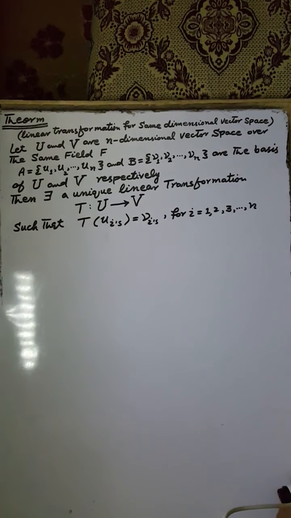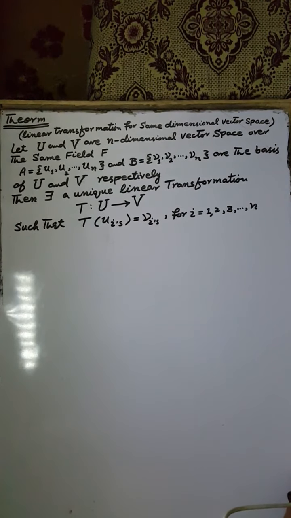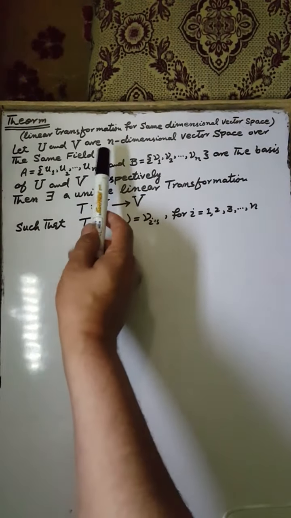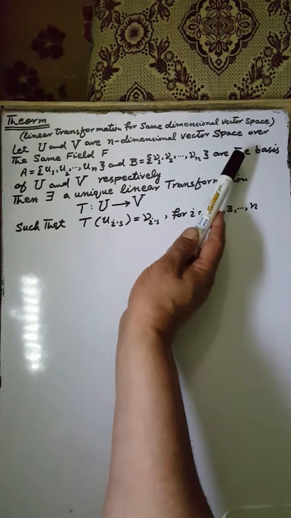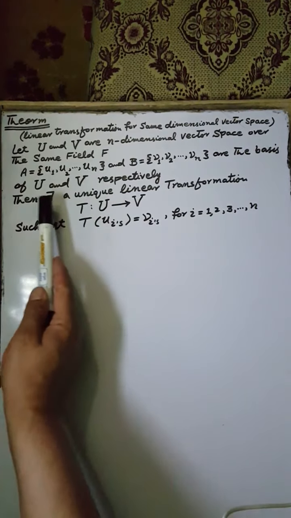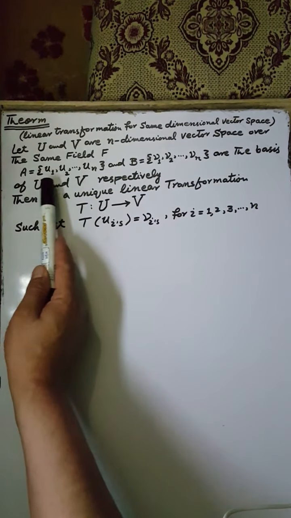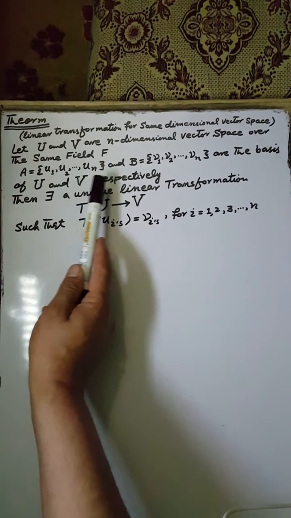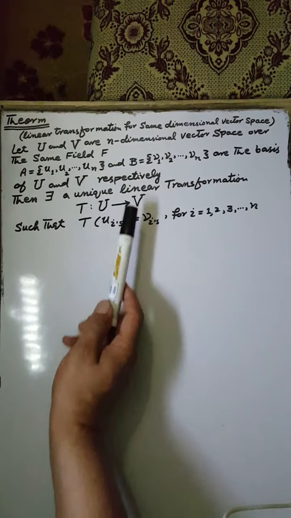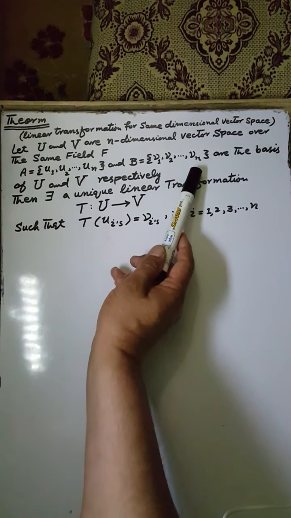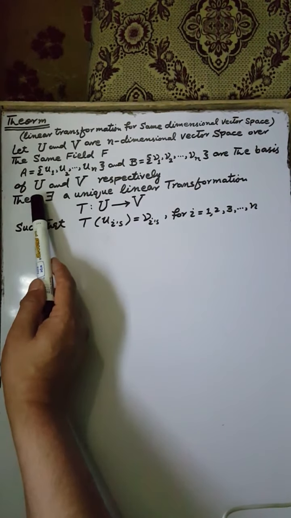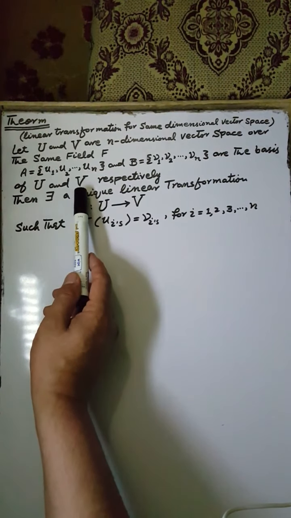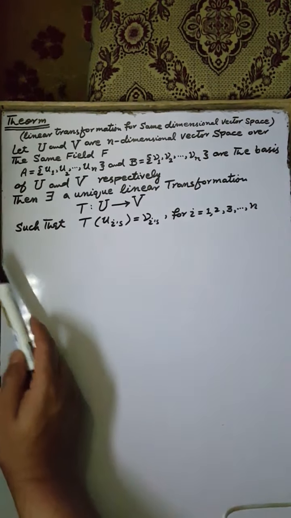Bismillahirrahmanirrahim. Now our next theorem, linear transformation for the same dimensional vector space. Let U and V be n-dimensional vector spaces over the same field F. The set A consists of the elements u1, u2, ..., un, and the set B consists of the elements v1, v2, ..., vn, which are the bases of the vector space U and the vector space V respectively.